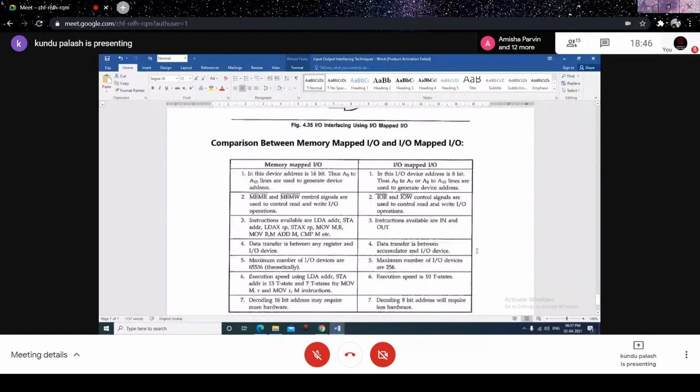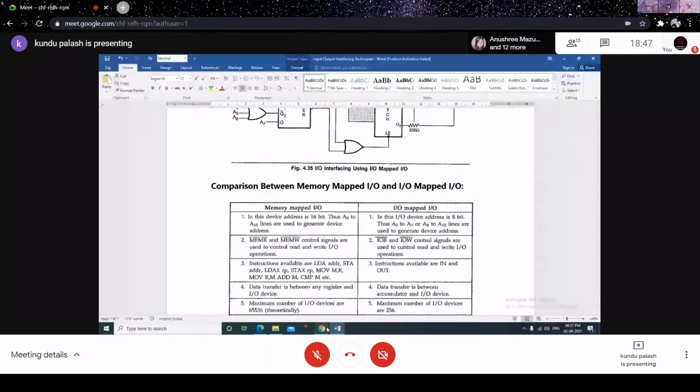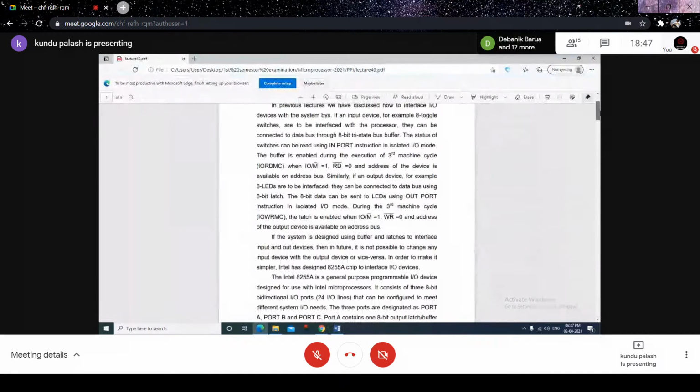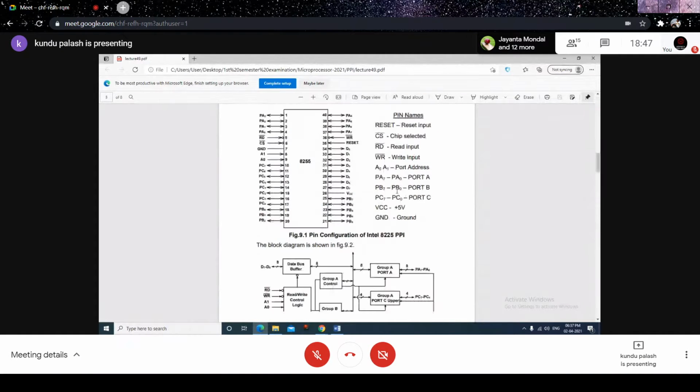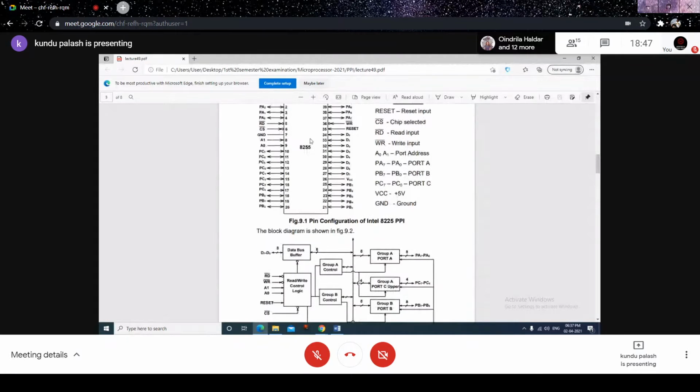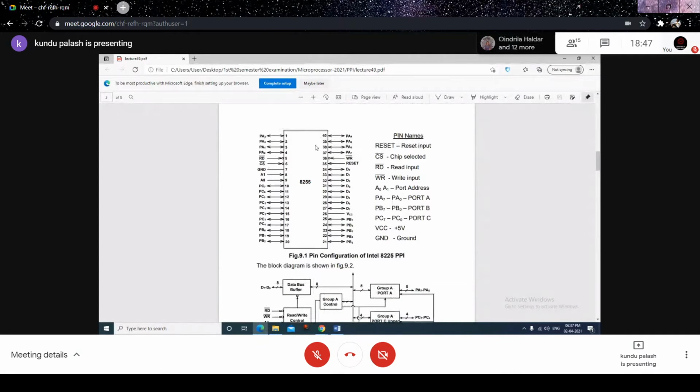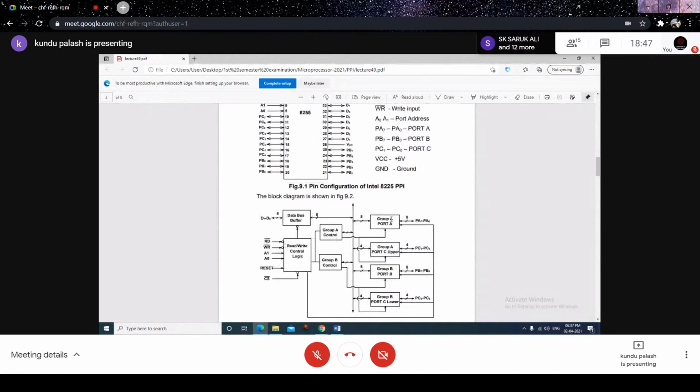So keeping this concept in view, now we are moving to that important input-output device called the Programmable Peripheral Interface device, PPI. The chip name is 8255. According to the internal block diagram, this is the pinout description. 8255 has 40 pins. It has 3 IO ports, 3 IO ports in a single chip.